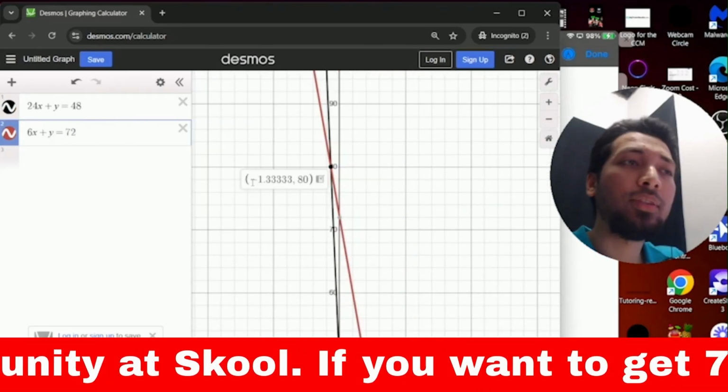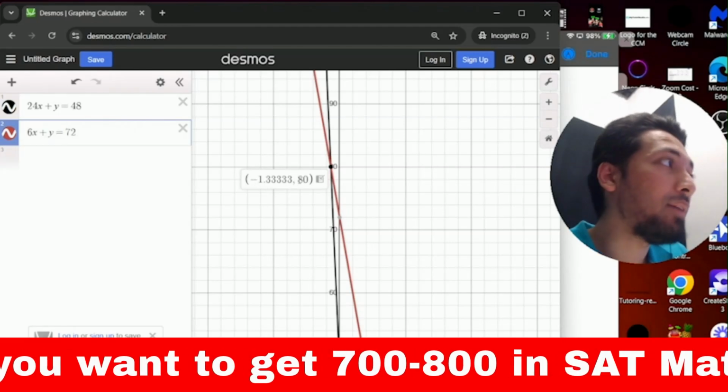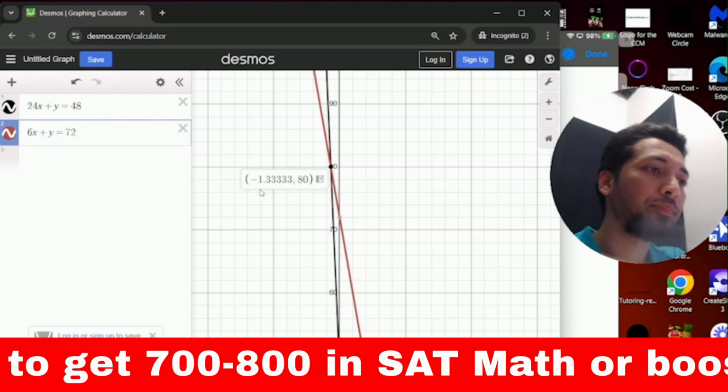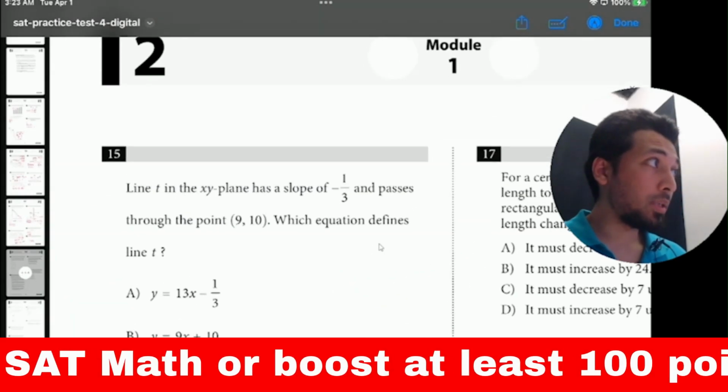So we can see that the graph is meeting at negative 1.33333, comma 80. The y value is 80. That's our answer. So our y is 80. Now let's look at problem number 15.